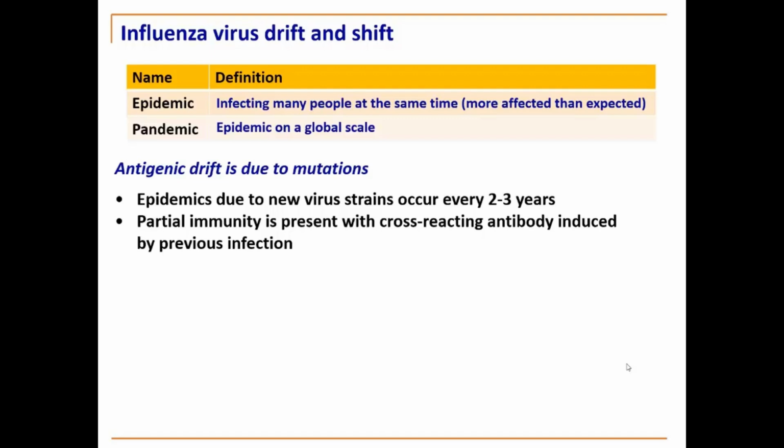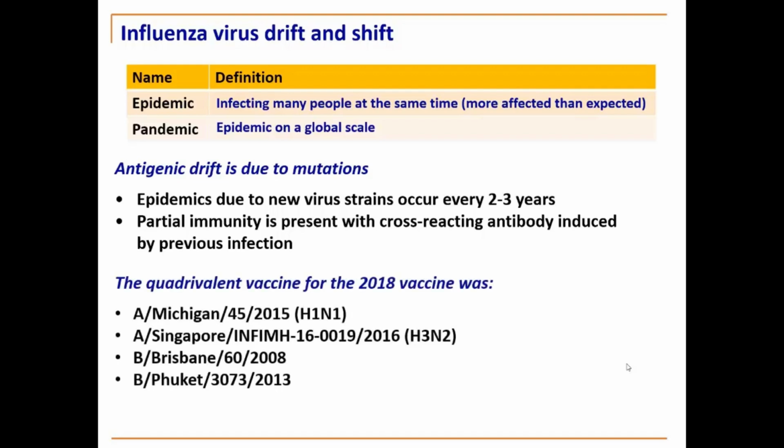But they're only very small changes. They might not affect the protein structure at all. They might have no difference, or it might just kill the virus off. Okay, but each one is slightly different. But because there aren't big changes, you very rarely get an epidemic. So that's why you only get the epidemics due to these new virus strains occurring every 2 to 3 years. And there is still partial immunity because of the cross-reacting antibody induced by previous infections. They're generally not big changes. And of course, there's a vaccine available.